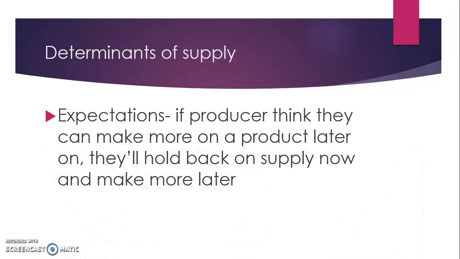Another determinant of supply is expectations. So if the producer thinks that they can make more on a product later on, they'll therefore hold back on supply now and make more later.